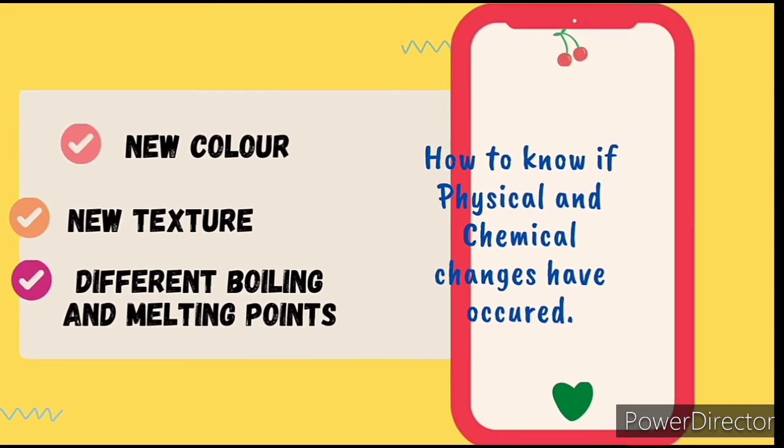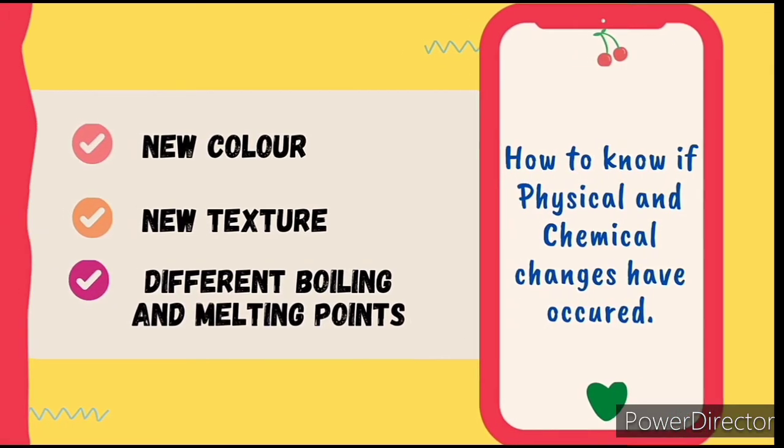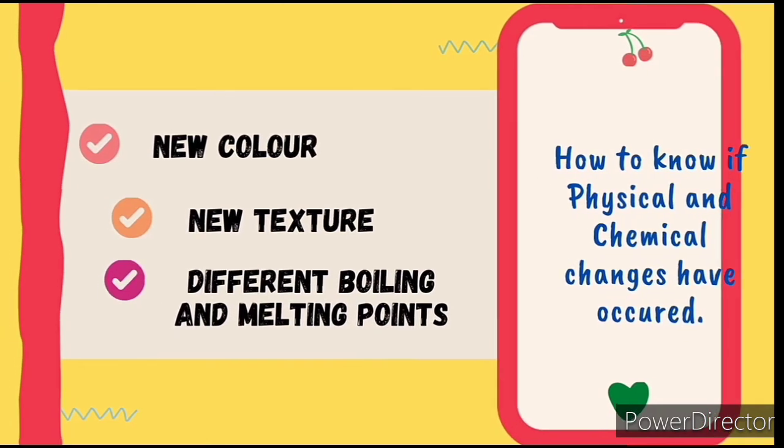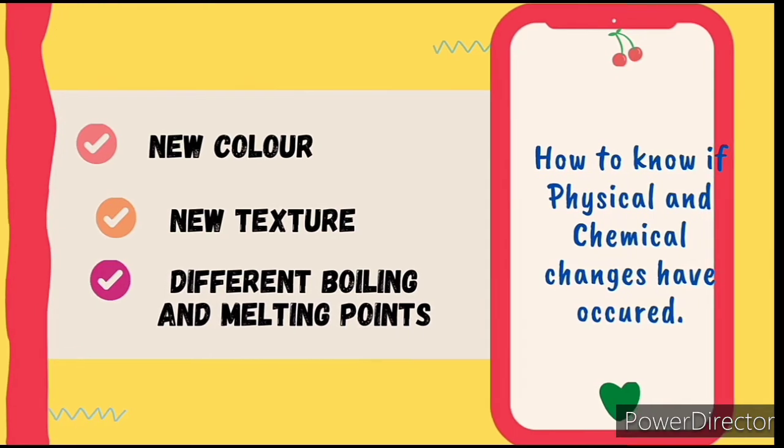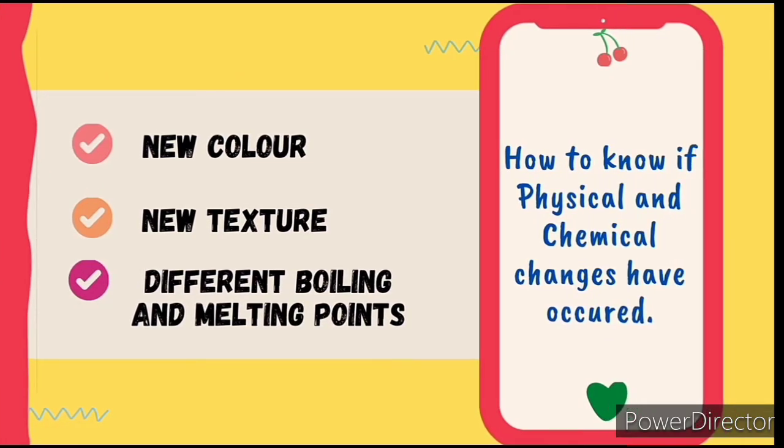So how do you know if a physical or a chemical change has occurred? One is there might be a change of color. It might have a new color. For example, your sugar is white in color, and you dissolve it inside water. By the time it is being dissolved, the color changes from being white to being colorless.